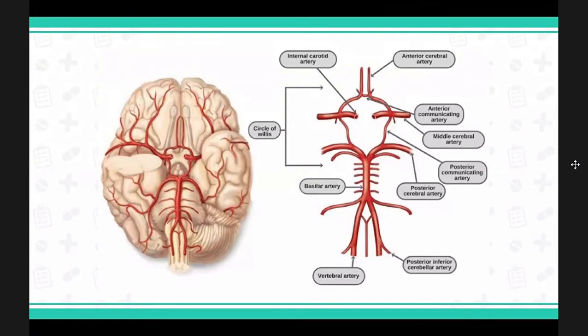Okay, so the 2 vertebral arteries unite to become the basilar artery. In the book, it says that the posterior cerebral artery is a branch of the internal carotid artery. Pero parang looking at it, no? Parang siyang direct branch from the basilar artery. Pero the book says it's a branch of the internal carotid artery, so let's believe on it. The 2 communicating arteries, the anterior and posterior, complete the circle of Willis.